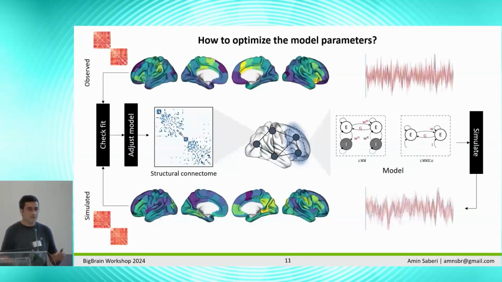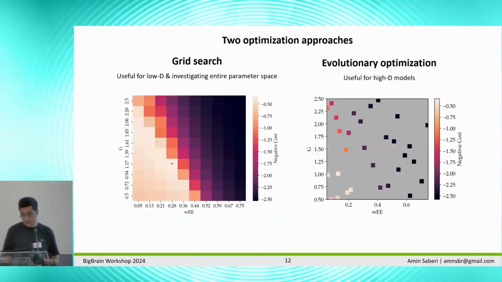Okay, so now we have this, right? So how can we use it? We can use it to optimize model parameters of biophysical network models. And how that works is that there are two optimization approaches bundled in the toolbox. One is grid search, and the other is evolutionary optimization. Grid search, what it does, as the name implies, is that it searches for all the parameters or combinations of parameters in your search space.